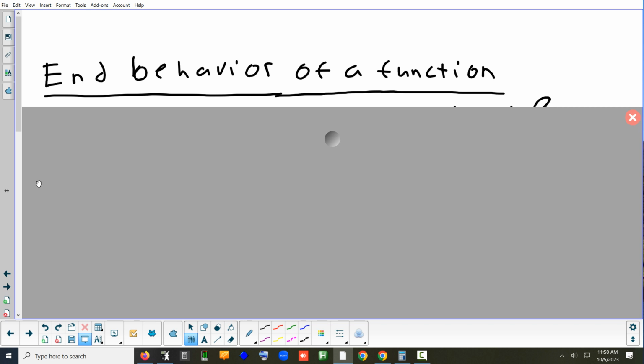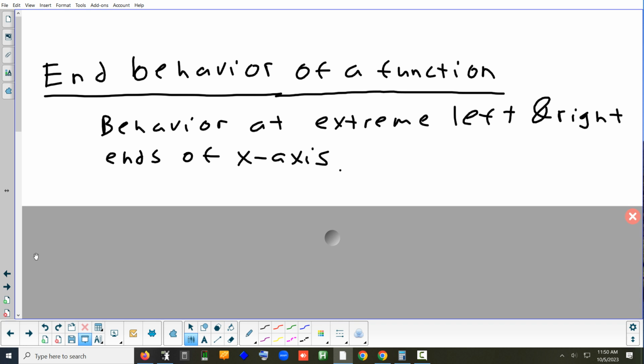So last thing we're going to look at is what's called end behavior. I told you the title of the section was continuity, intermediate value, and end behavior. We're just going to focus on two of them, continuity and end behavior. So the idea of end behavior is that it describes the behavior of a function on the left and the right side of it. It doesn't describe what's happening in the middle.